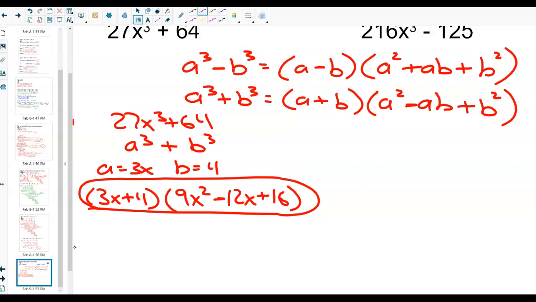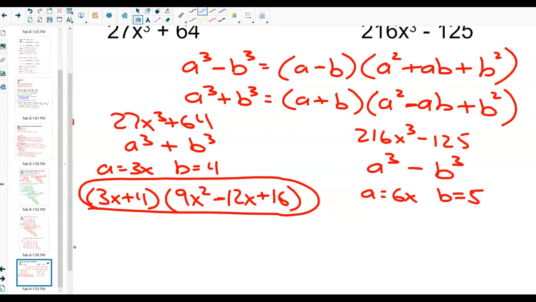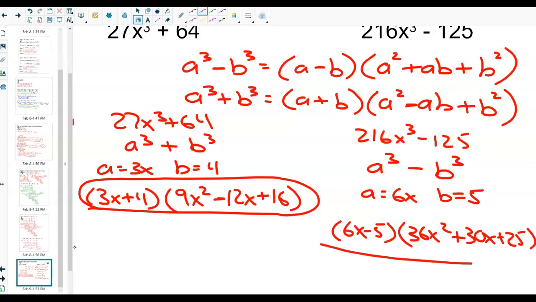This one here, 216x cubed minus 125 represents a cubed minus b cubed. My a here is 6x, and my b equals 5. So it becomes 6x minus 5. The quantity 6x squared is 36x squared, plus opposite sign 30x, plus 25. And that's that.